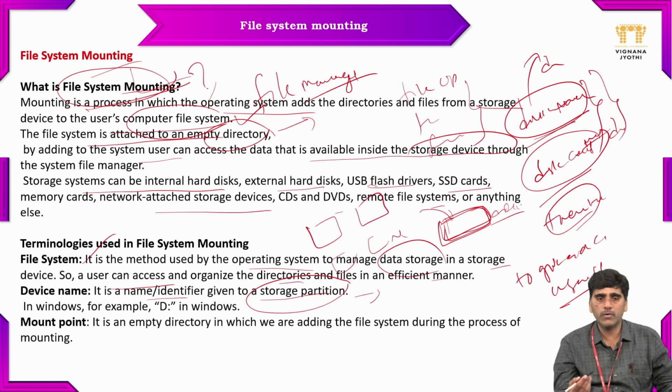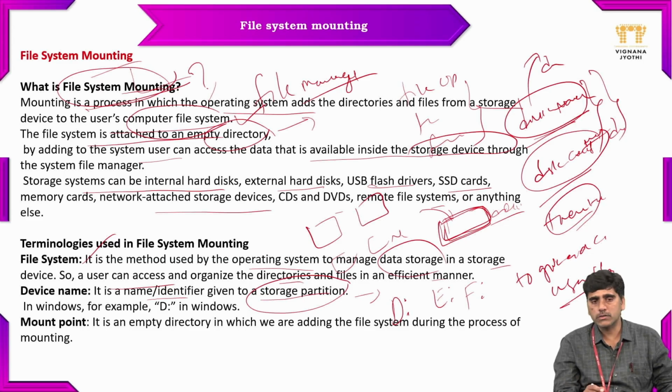Suppose, take an example in Windows, if you are creating multiple partitions like D drive, E drive, F drive, where are you going to store your file? Either in the D drive, then give the name as D colon, either in the E drive, give the name as E colon, either in the F drive, give the name as F colon. Like this you can give the device name.